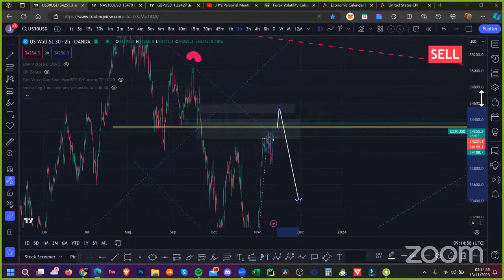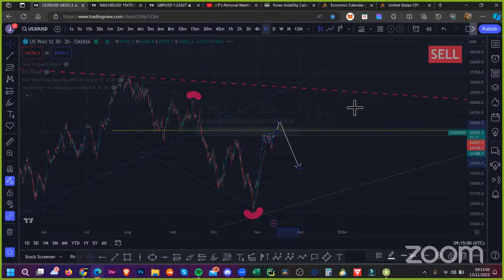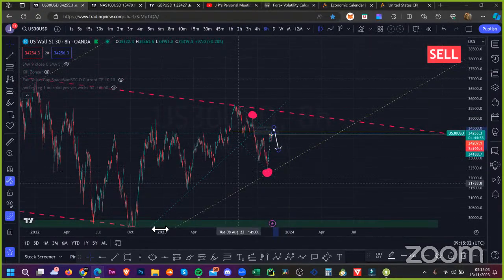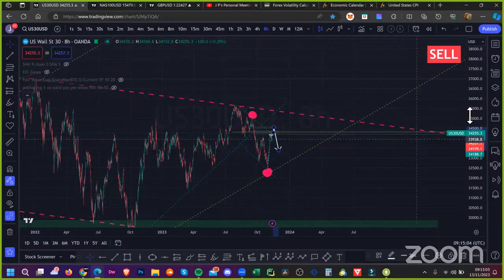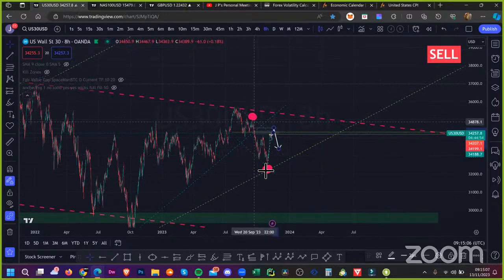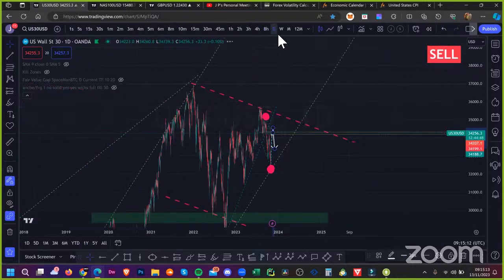But overall, this market has tapped into the top end of that range, that pink line, and it started to break structure to the downside, making lower lows, lower highs, lower lows, lower highs. And ultimately, this market may continue doing so. It's just when. When is the question?